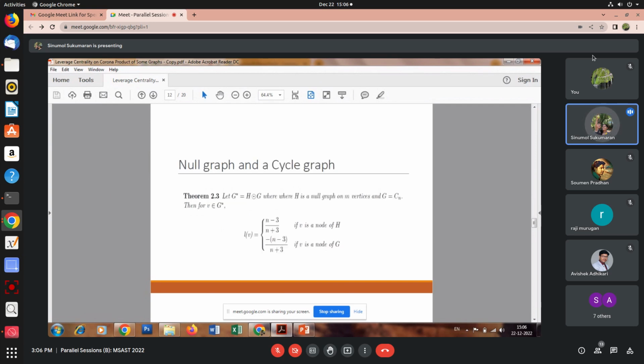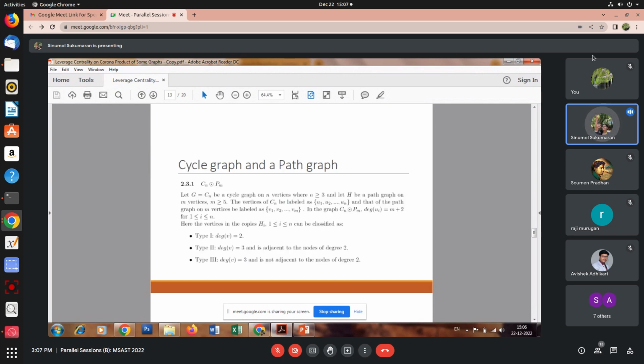Now, the leverage centrality analysis of the corona product of a null graph and a cycle graph. Let G star equal H composition G, where H is a null graph on m vertices and G equal Cn. Then for V in G star, the leverage centrality of V is (n minus 3) by (n plus 3) if V is a node of H, and minus (n minus 3) by (n plus 3) if V is a node of G. We know that a null graph and a cycle graph are whole-centric graphs, even though the leverage centrality analysis of its corona product is an n-centric graph.